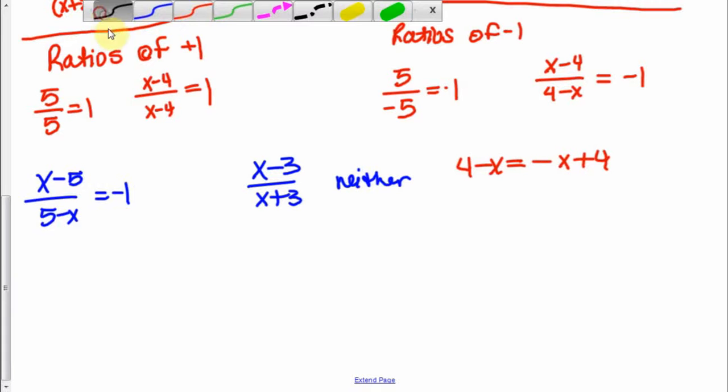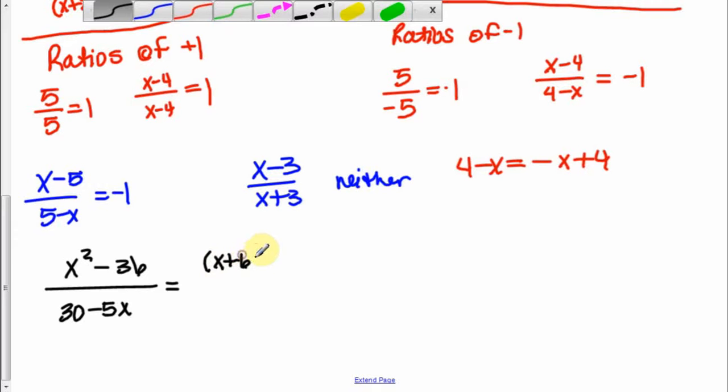Simplify the expression, x squared minus 36 over 30 minus 5x. So we know we have to factor them first. This is a difference of two squares, so it's going to factor into x plus 6 and x minus 6. Here, I can see that they have a common factor of 5. And so that would leave me with 6 minus x.